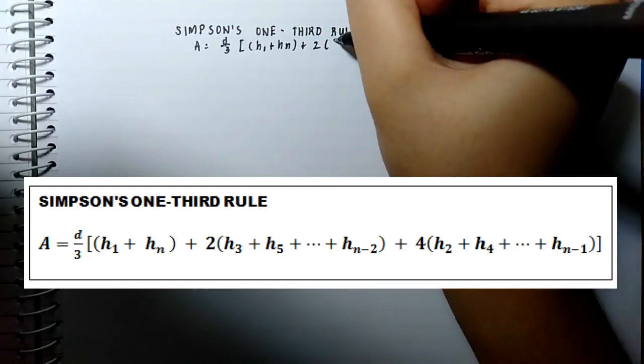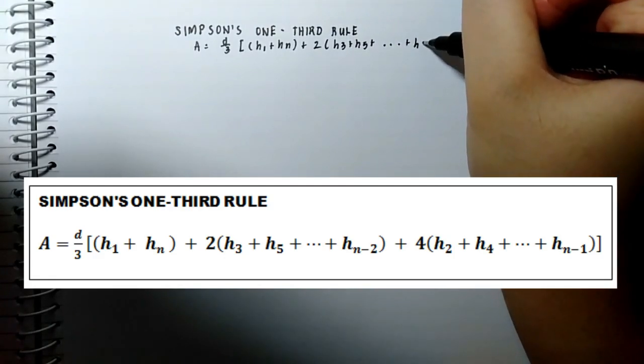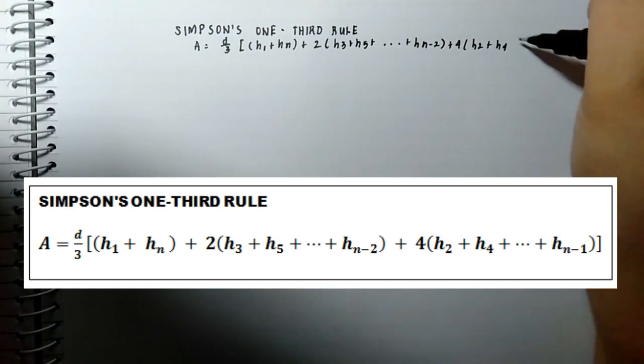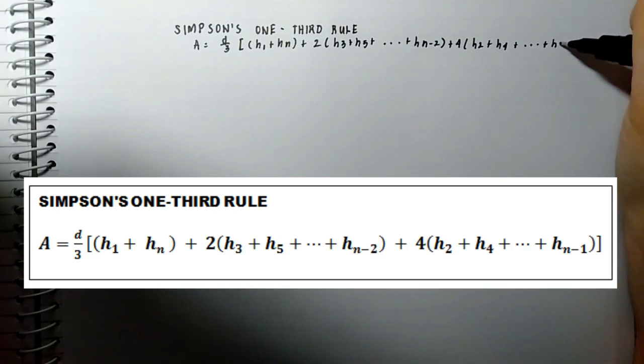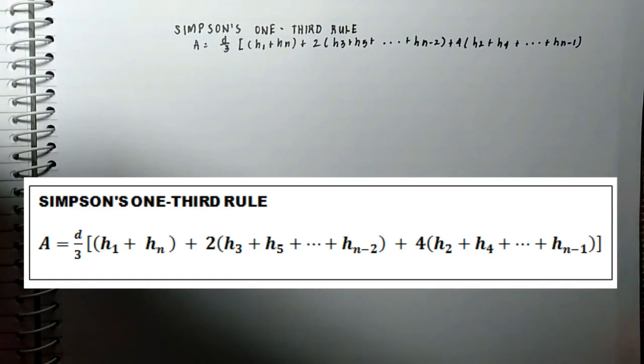So, according to the problem, we will use the Simpson's one-third rule. So, when using the Simpson's one-third rule, you will use the formula of area equals d over 3 h1 plus hn plus 2 h3 plus h5 hn minus 2 plus 4 h2 plus h4 plus hn minus 1. So this is the formula that we are going to use for the problem.